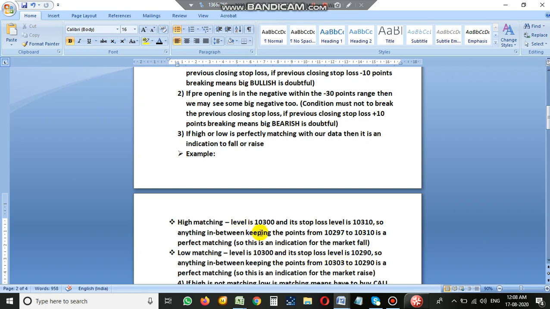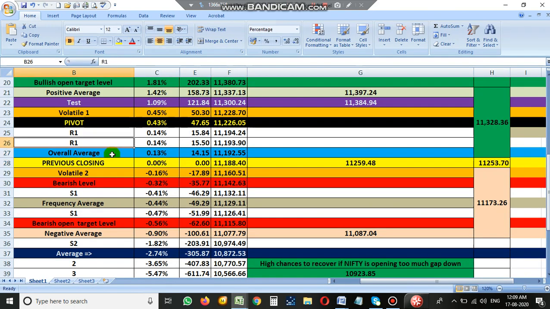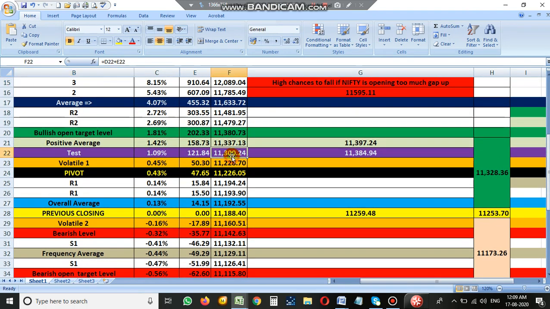So which means it is above 4 points and not matching inside those levels. So I'll explain the same here. For example, the test level is in the 11,300 range. So the stop loss, if we go for a sell, will be added 10 points, right? So I will take here plus 10 points, which is 11,310.24 as the stop loss.